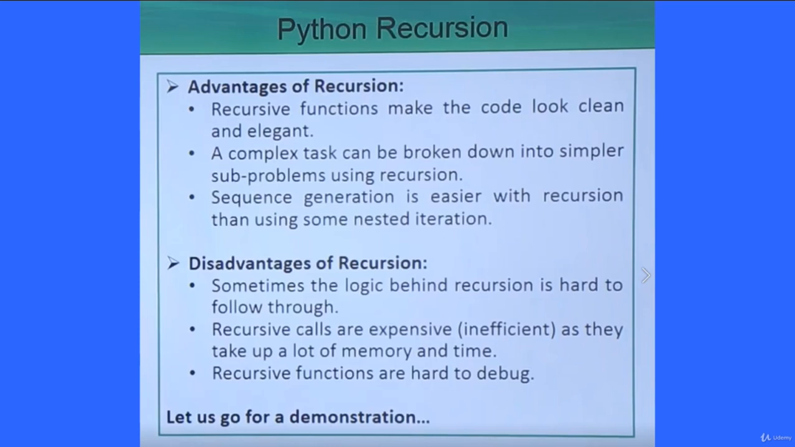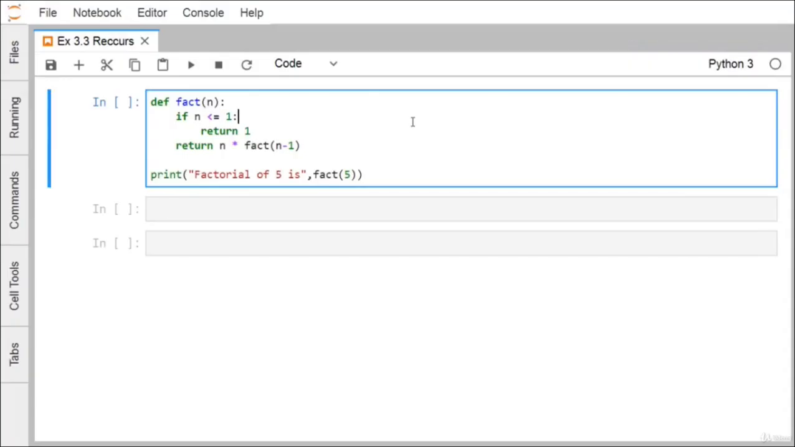Let us go for one practical demonstration where we will show you how recursion can be implemented using Python code. Here is the demonstration for you. In this demonstration, we are going to discuss how to implement recursion. Here we have defined one method. The name of the method is fact, which takes n as an input parameter. If n is less than or equal to 1, return 1. We know that in recursion, there will be some base case. That means for certain inputs, outputs will be known to us.